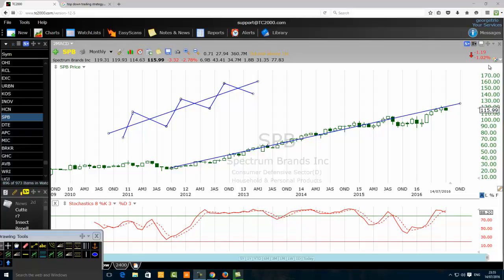We are on a monthly chart of Spectrum Brands Incorporation. The ticker is SPB, Sierra Papa Bravo. This is a Russell 1000 component, an American stock. We want to discuss advanced trendline swing trading technique.